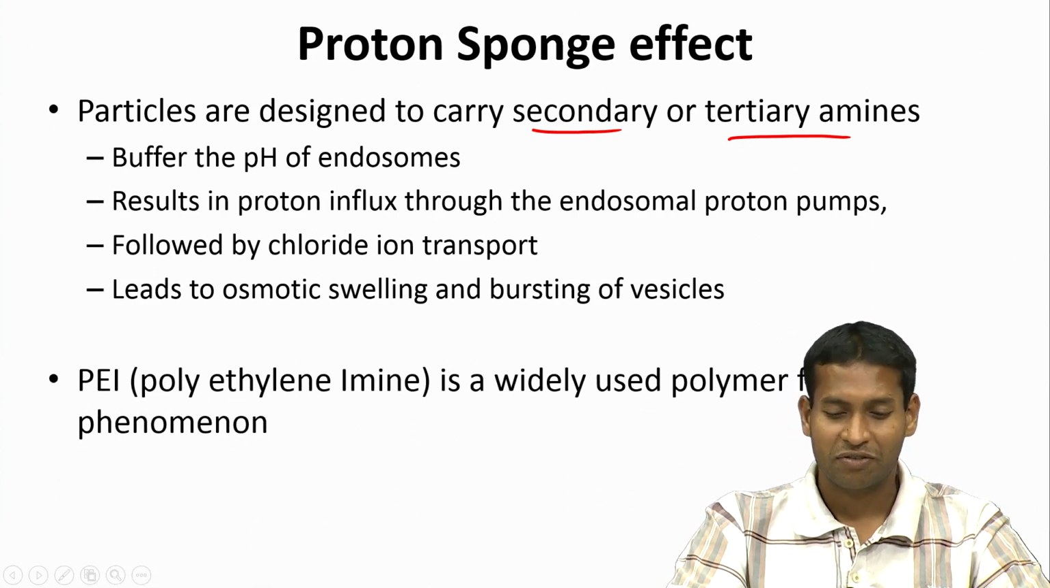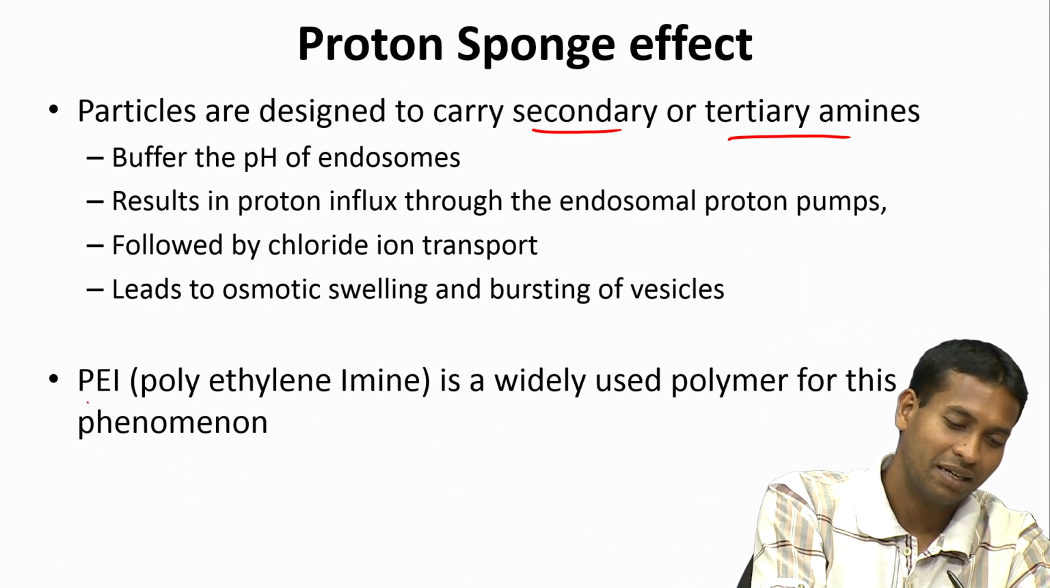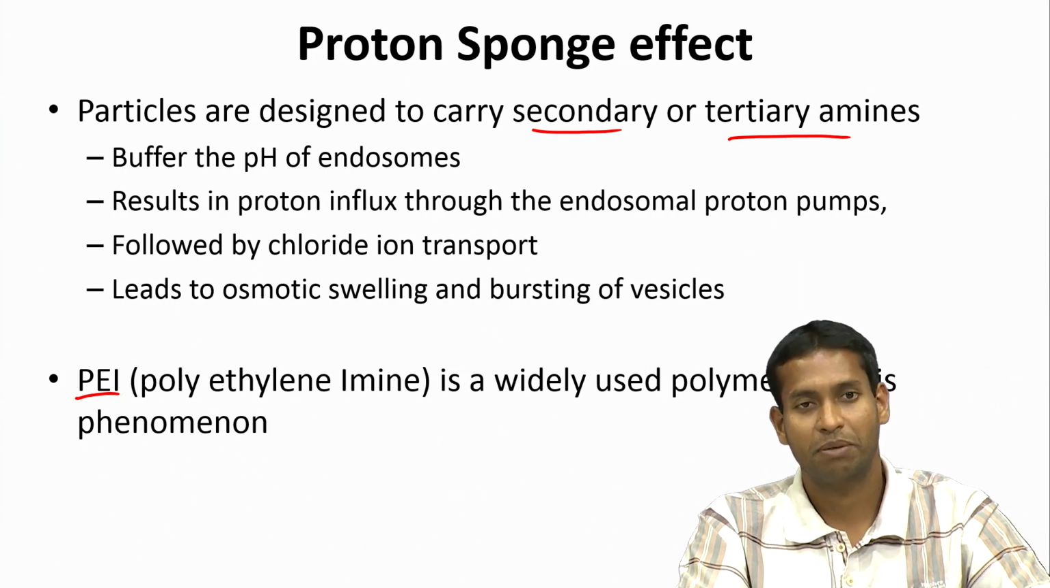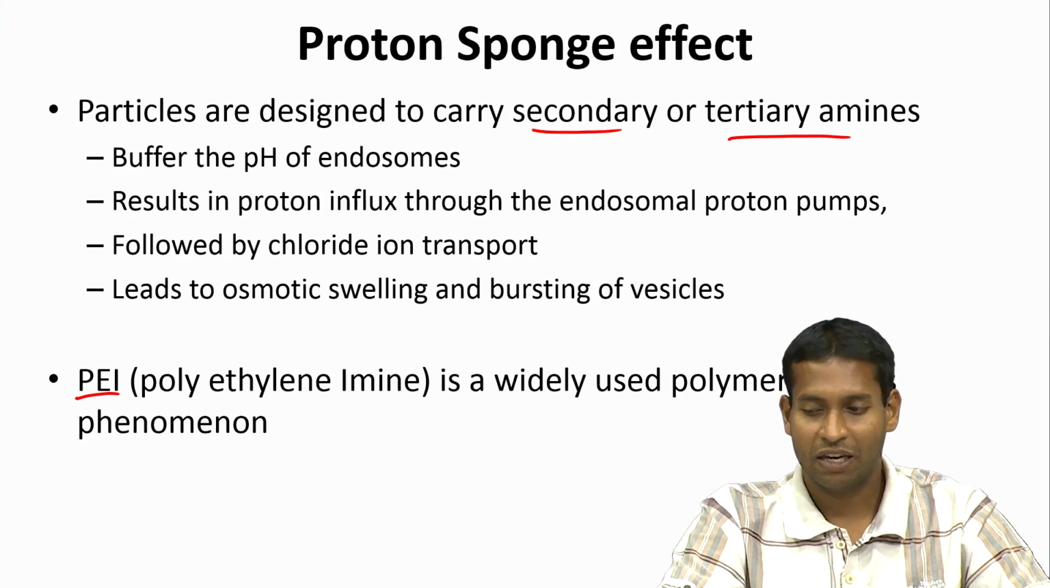So, one of the polymers that is very widely used is polyethyleneimine. It is a highly positively charged polymer, just because there are lots of tertiary and primary amines, and again very widely used.